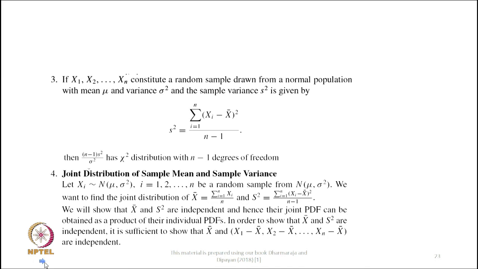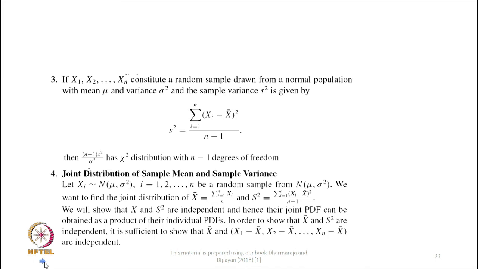You simplify, then you use some properties of chi-square distribution. After all the simplification, you will get that it is going to be a chi-square distribution with n minus 1 degrees of freedom. It is a simple exercise, you can do that. Now, we are coming to the next result.